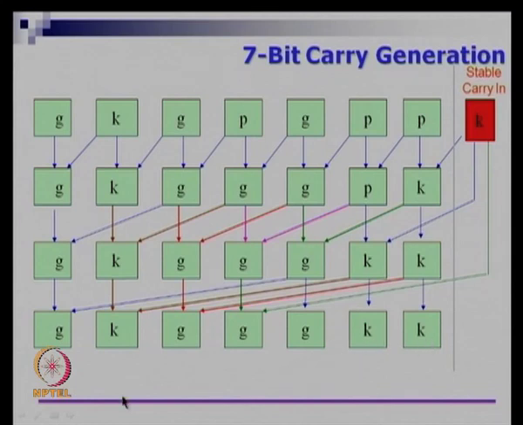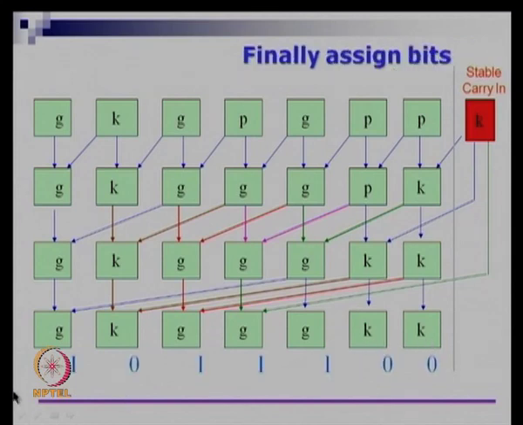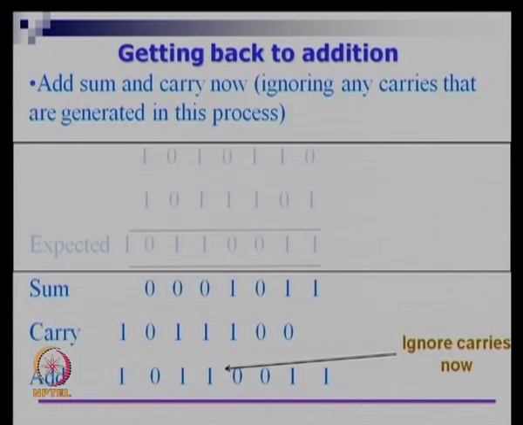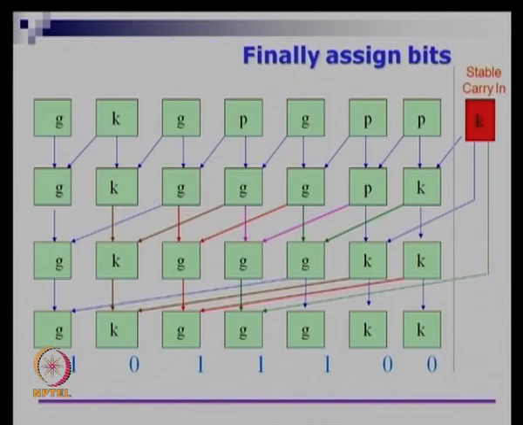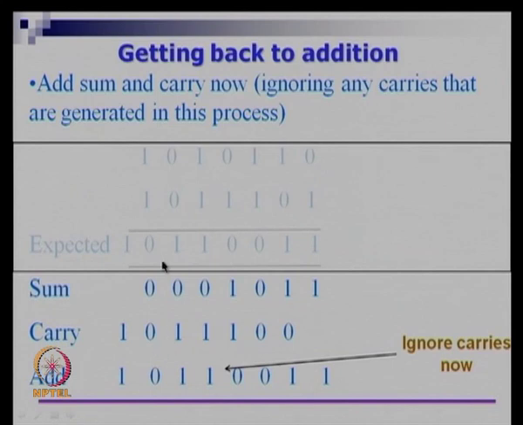I will go and interpret that as ones and zeros. So, generate means the incoming carry is a 1, kill means the incoming carry is a 0, but this is after resolving all the stages to the right side of you. Now, I can take this vector, 1 0 1 1 1 0, and XOR it with the appropriate sum locations.